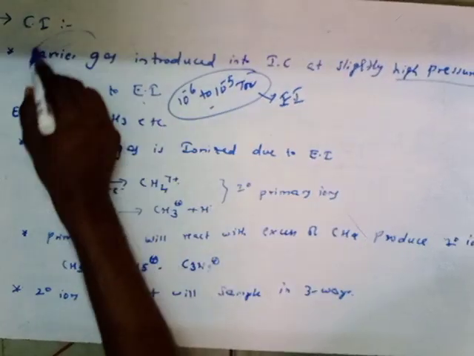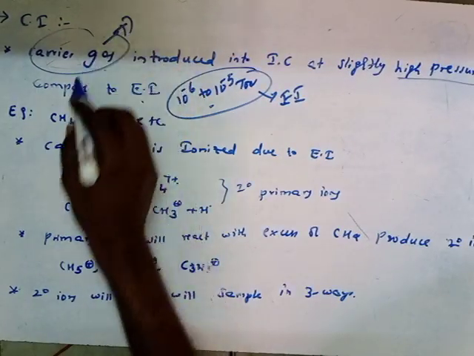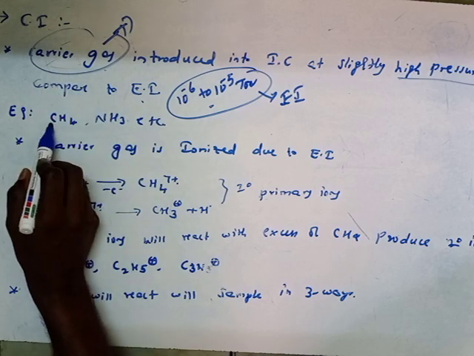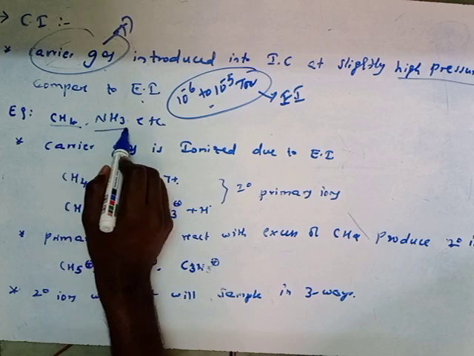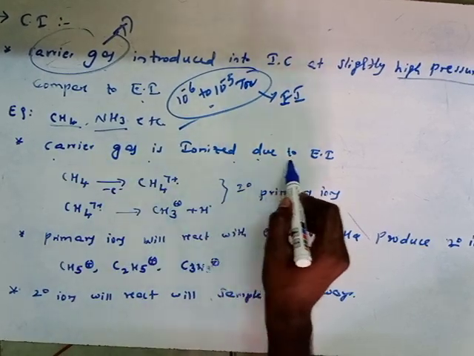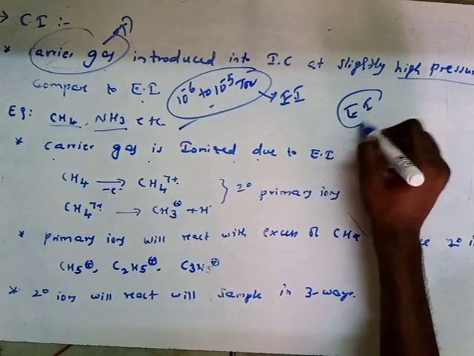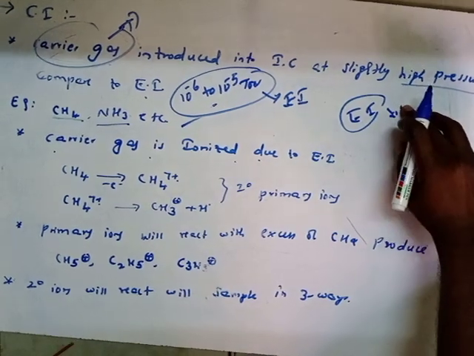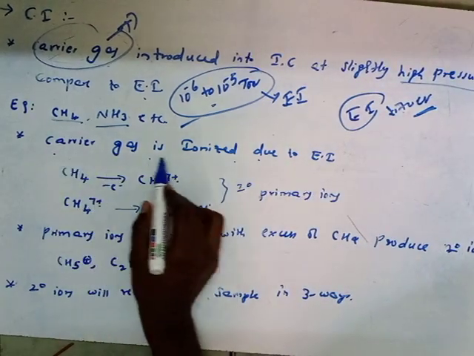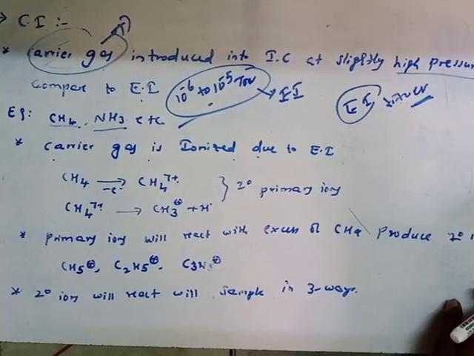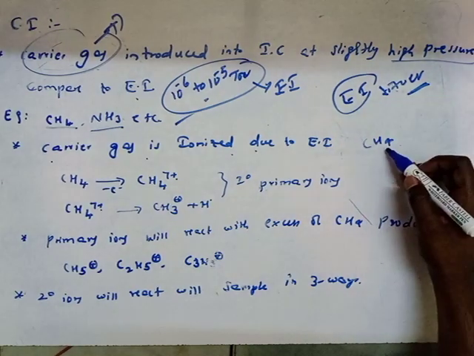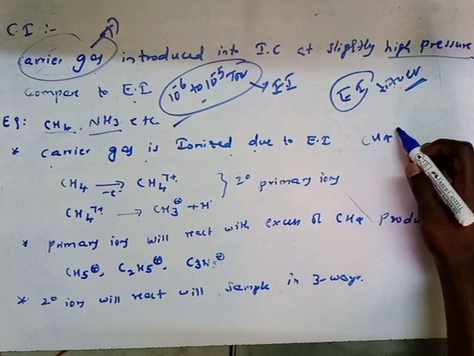Examples of the carrier gases introduced are methane, ammonia, etc. The carrier gas is ionized by electron impact. In electron impact, the tungsten filament produces 70 electron volt, and due to this the carrier gas is ionized. That means here we are introducing methane into the ionization chamber.